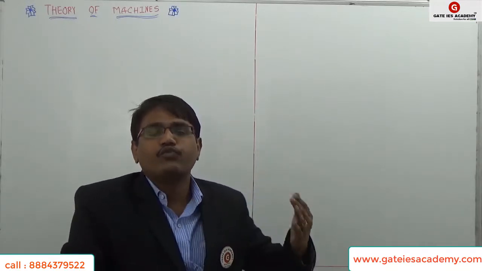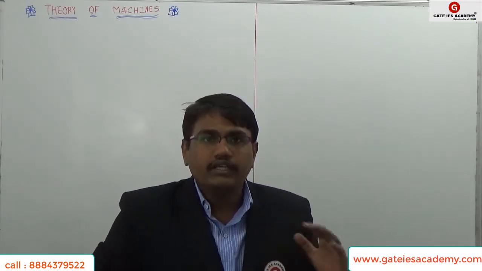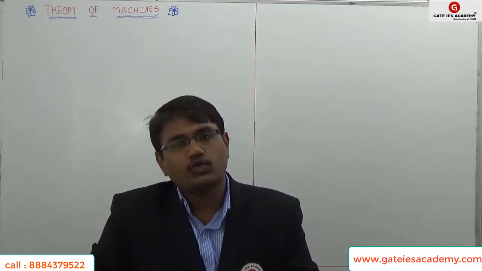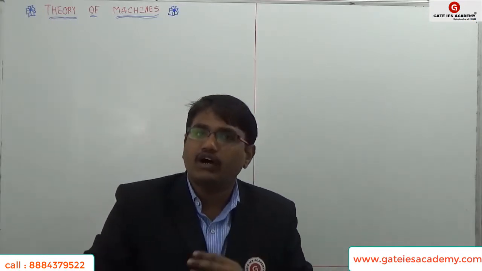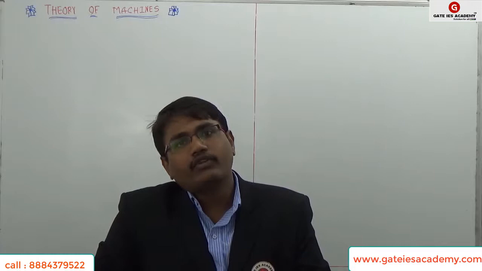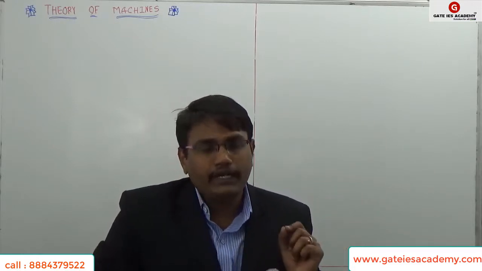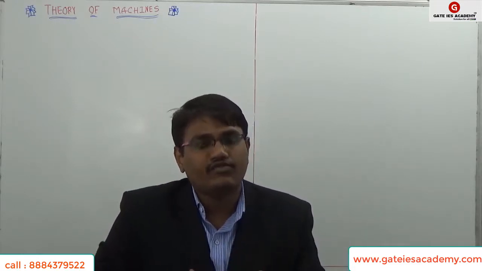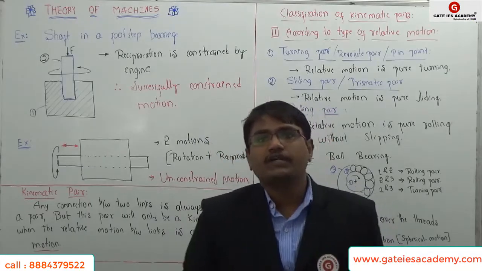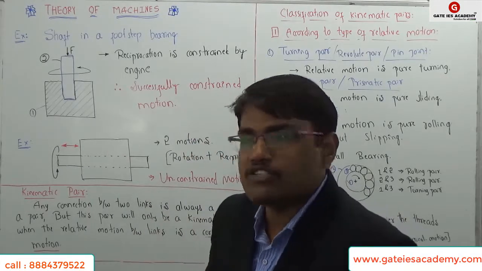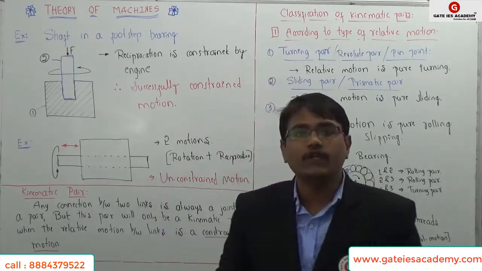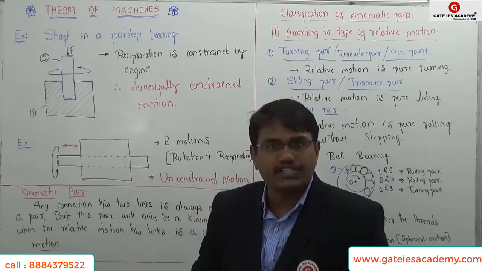Now let us see a few more examples for the successfully constrained motion and the unconstrained motion. After that we will go to the kinematic pair. What is a kinematic pair and how is it classified, right? So guys, now let us see a few more examples based on successfully constrained motion and unconstrained motion.